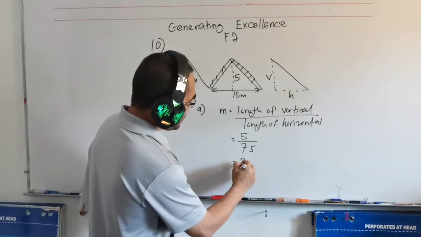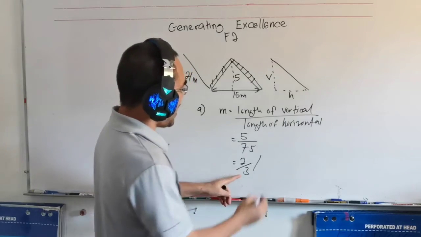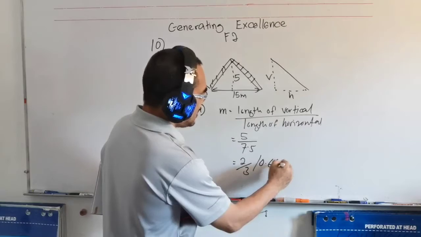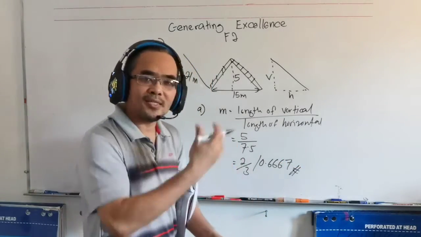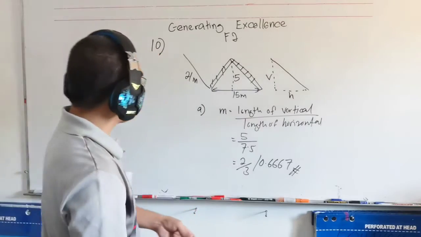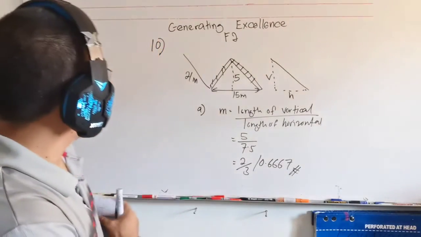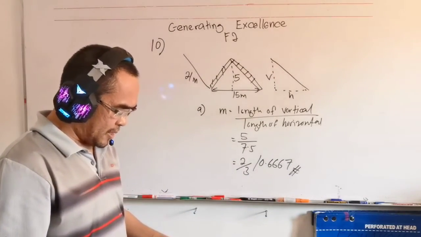Actually 0.666, so I prefer to use 2 over 3. This is the exact value, because the decimal goes 0.6666 until the end. Alright, so that is A. How about B? B is the length of the slant of the roof.